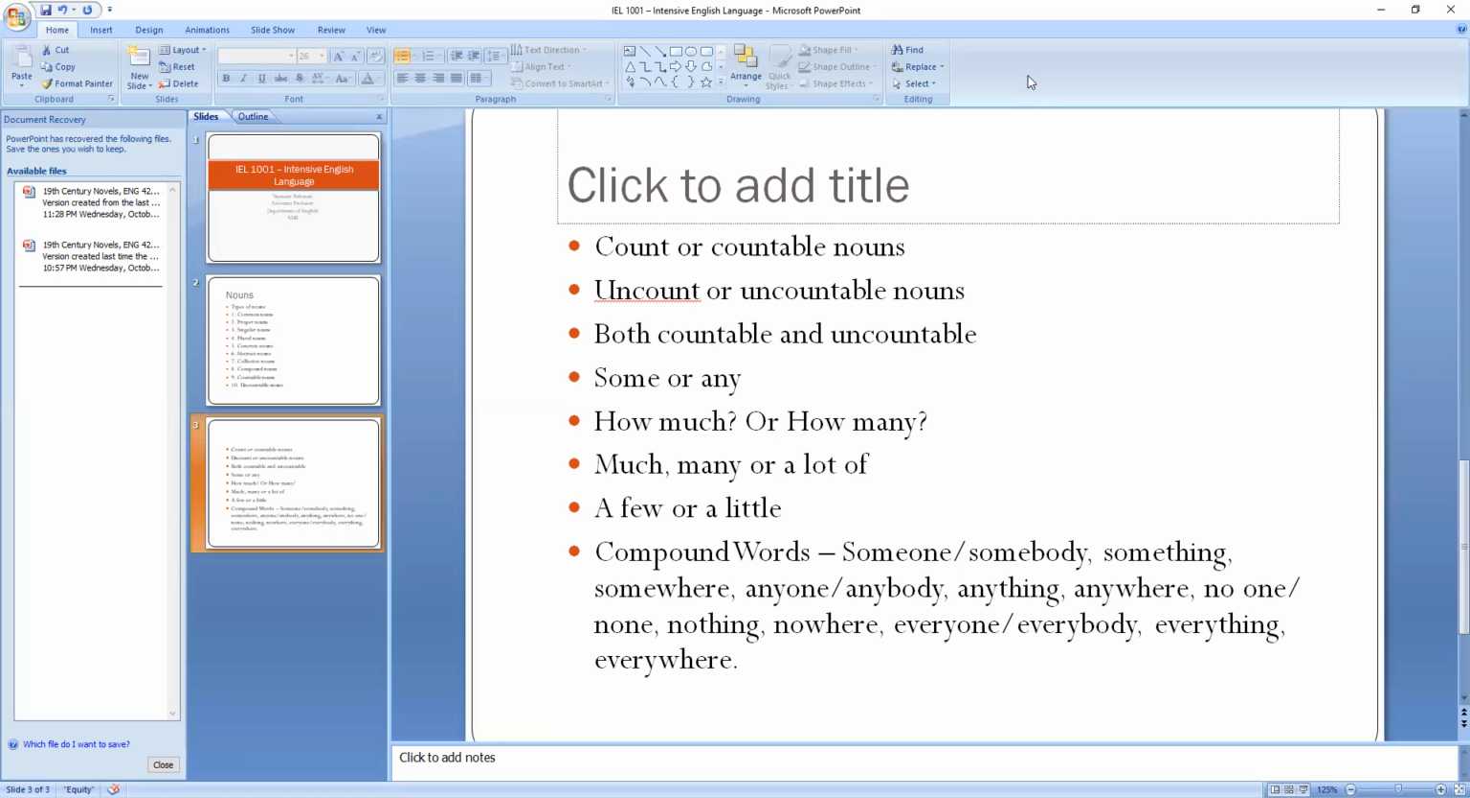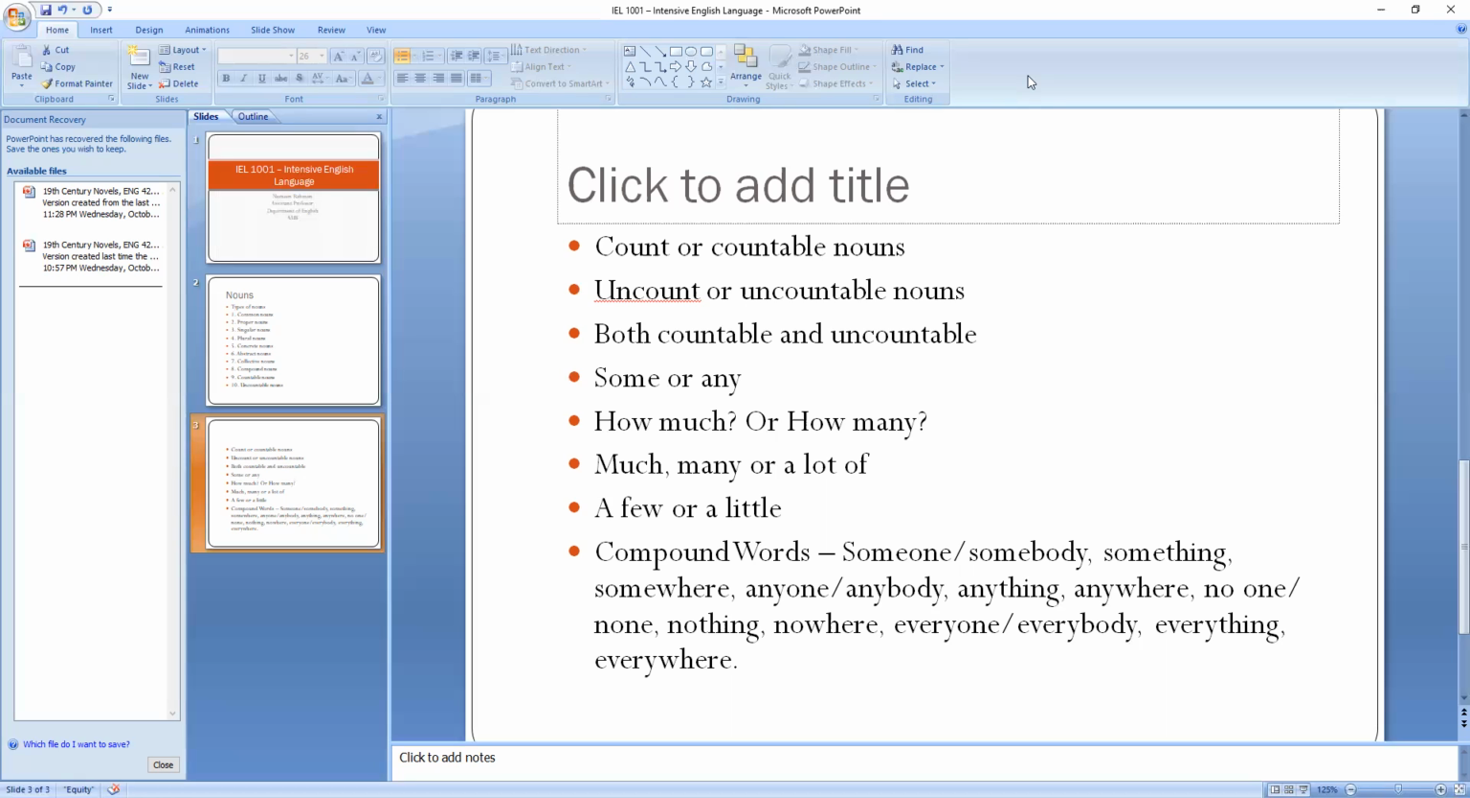Then, for countable, where there are many people at the party, you have to choose few, not little, because we can count people. So it should be just a few. I didn't know anyone there at the party. Again, if you're asked, have some cream with your dessert, you will say just a little, because cream is uncountable. Why do you want little cream with your dessert? Because you are trying to lose weight.